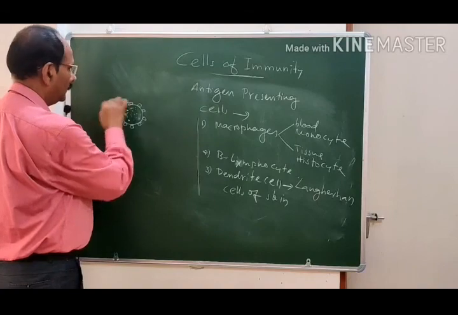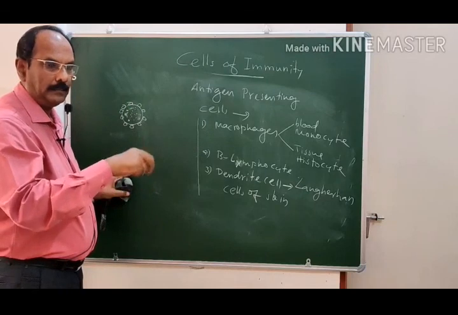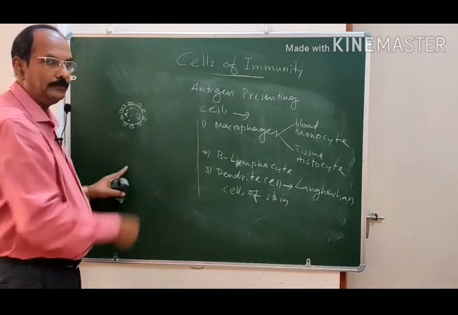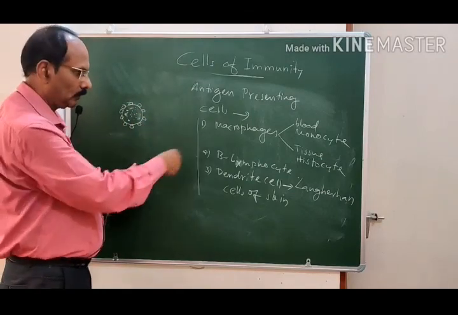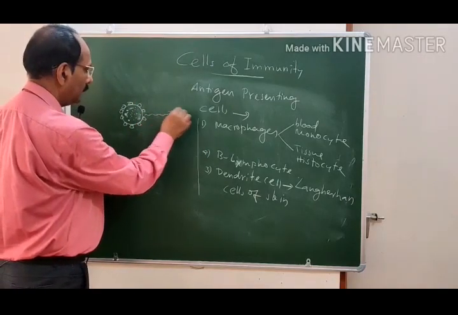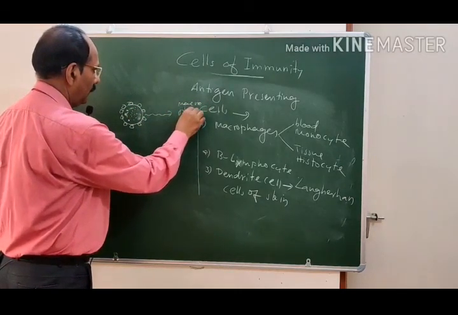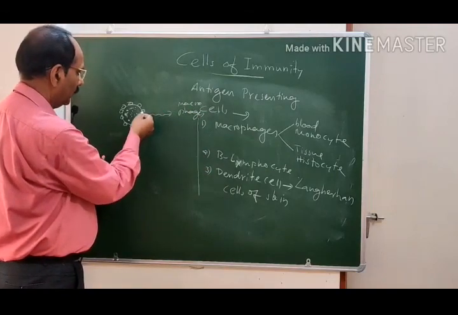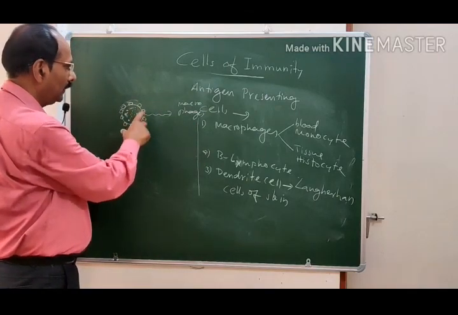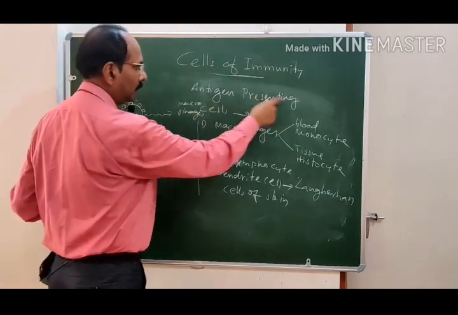So the main function of the antigen presenting cell is to take the microorganisms inside the cell, separate the antigen, and present it on the outer surface of the cell, whether macrophages, B lymphocytes or dendrite cells. Then it sends a signal, and these signals attract other macrophages, which engulf and destroy the bacteria. So that is the mechanism of action of the antigen presenting cells.